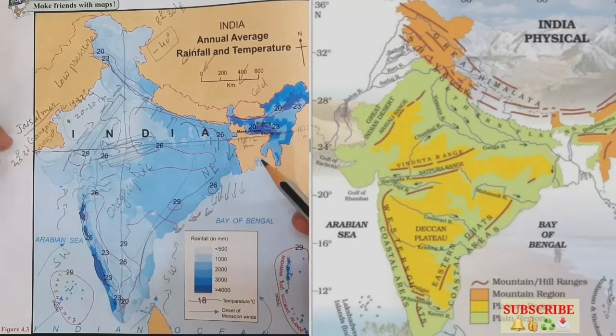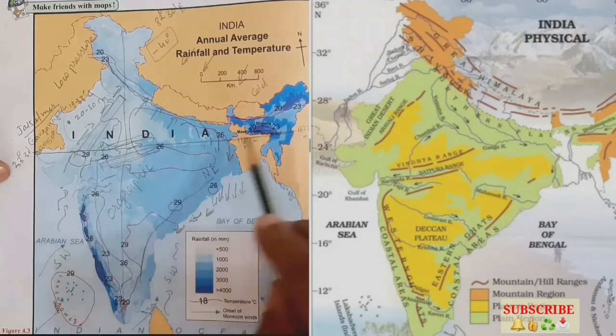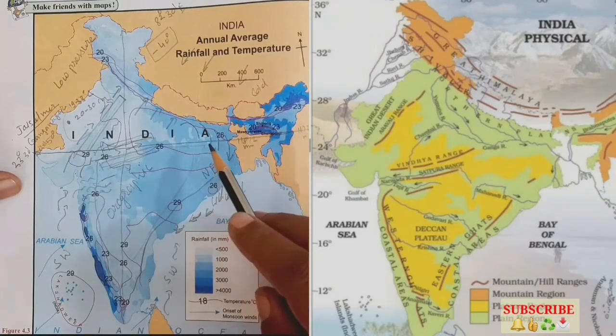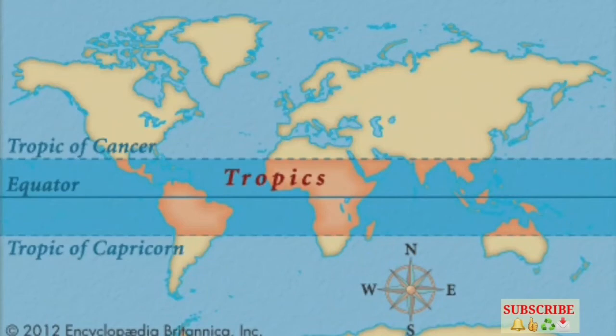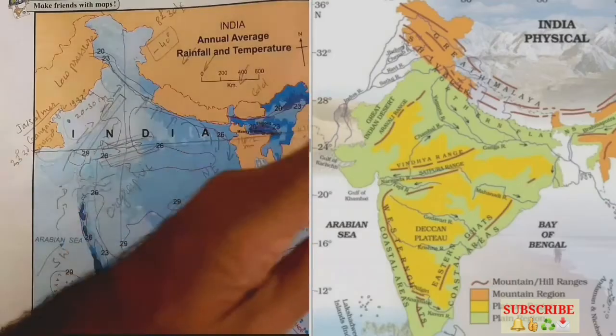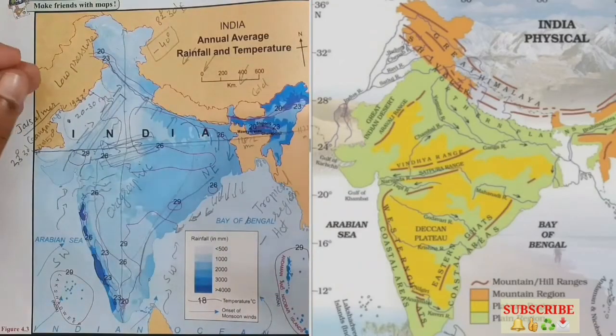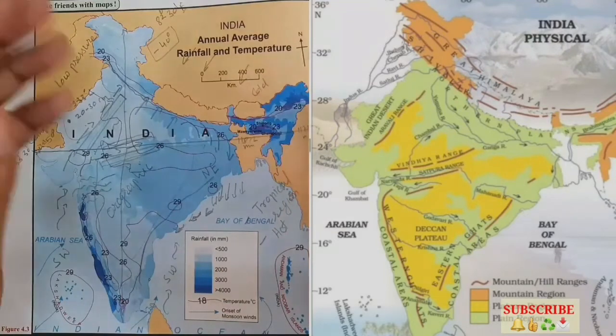Very good. Now, just now I told you that the Tropic of Cancer passes through India, and because of this India is considered to be in a tropical zone. Because of that, the annual average temperature of India is hot. India also faces droughts, erratic rainfall, heavy rainfall, cyclones, floods, etc.